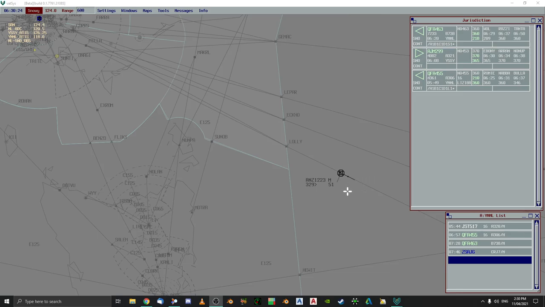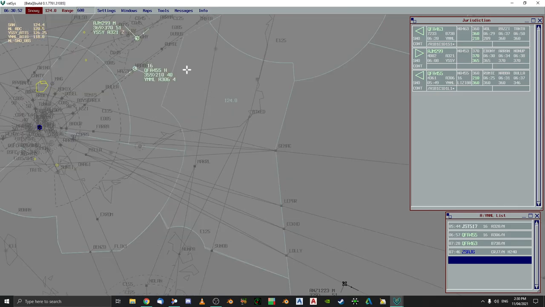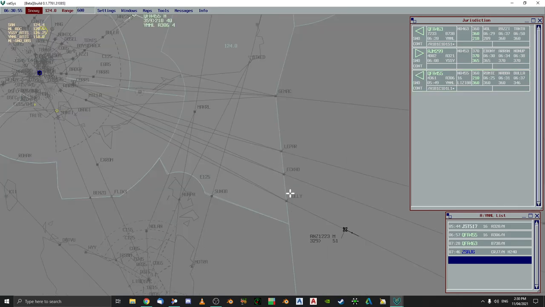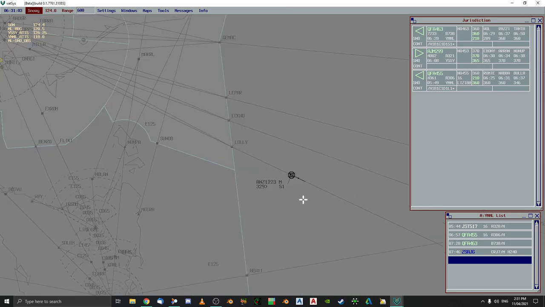I may not have told you this, but whenever you see this funny-looking star sign on your radar, it means he's under ADS-B radar coverage, which means Automatic Dependent Surveillance Broadcast, which is a different type of radar service. It's not a primary radar service. This is what's really good about this VATSIS: it gives you an idea of what sort of radar surveillance an aircraft is under.